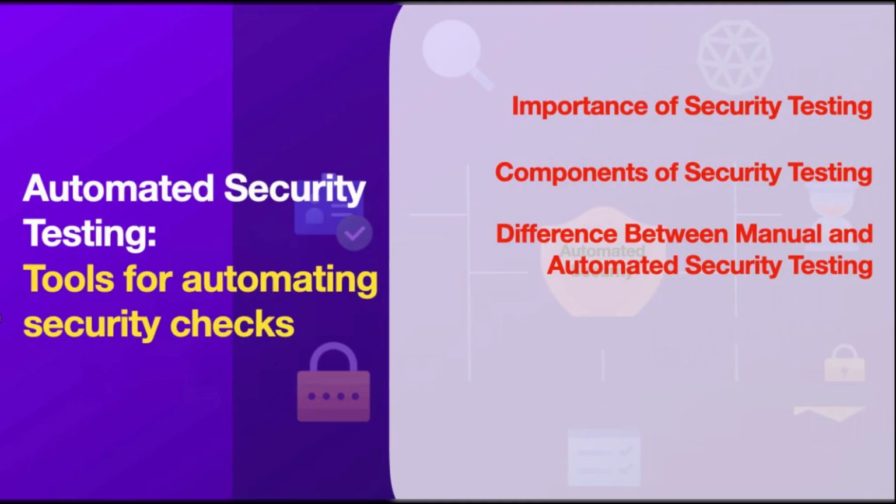Understand the strengths and limitations of manual security testing versus automated tools, and how combining both methods can provide comprehensive protection. Explore DAST and SAST techniques. Gain insight into two primary automated testing methods, dynamic application security testing, DAST, and static application security testing, SAST, and their specific roles in securing live applications and source code.